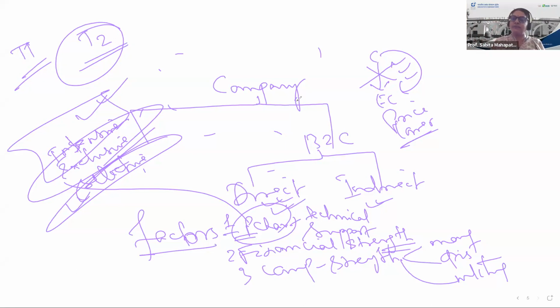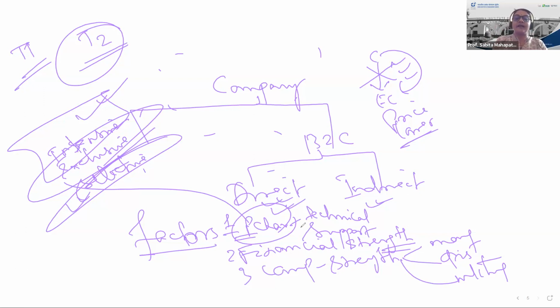I'm a startup. Would I be able to go for an e-commerce of my own as a company? My product is voluminous. Can I go for selling it online? Let us say I'm selling tractors, lorries. Are you understanding what I'm trying to say? So there are certain factors which make the company decide, should we go direct or indirect in B2C?